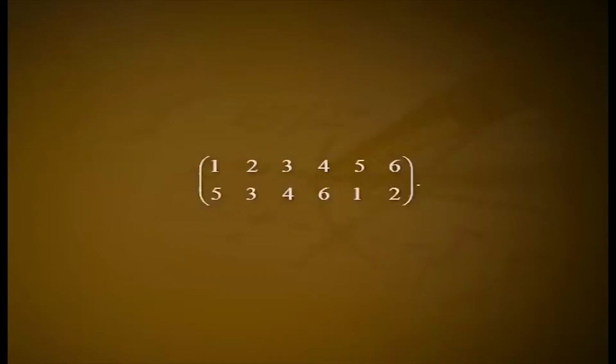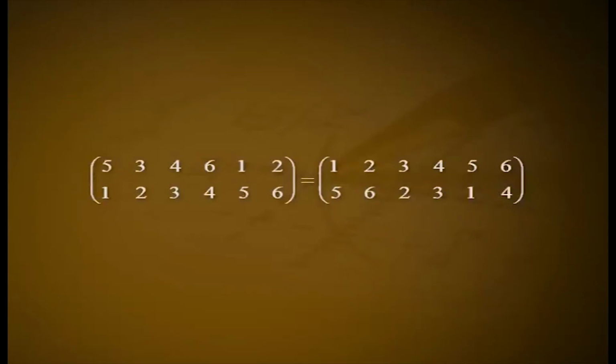Similarly, sigma inverse of sigma is equal to I. Example 6. Find the inverse of the permutation 1 to 5, 2 to 3, 3 to 4, 4 to 6, 5 to 1, 6 to 2. Solution. The inverse of the given permutation is permutation 5 to 1, 3 to 2, 4 to 3, 6 to 4, 1 to 5, 2 to 6, which is equal to permutation 1 to 5, 2 to 6, 3 to 2, 4 to 3, 5 to 1, 6 to 4.